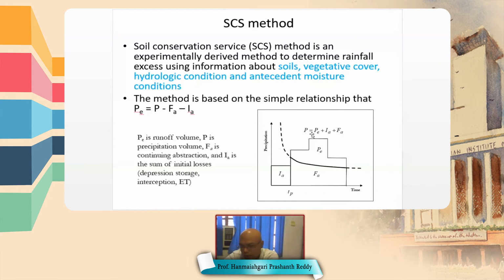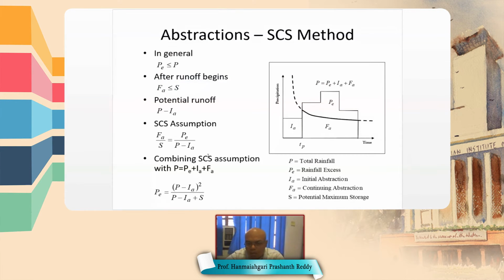So total rainfall P is equal to Pe plus initial losses plus infiltration losses. Fa represents infiltration. So effective rainfall Pe is equal to total rainfall minus infiltration minus initial losses. In general, these are the assumptions: excess rainfall is always less than total precipitation.